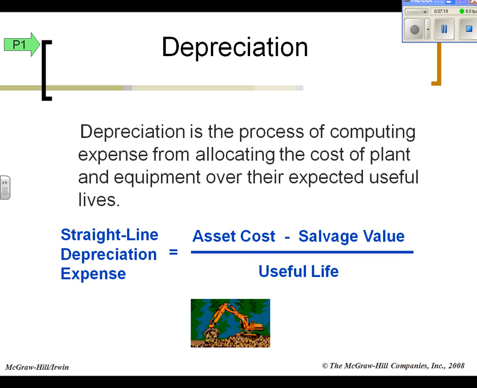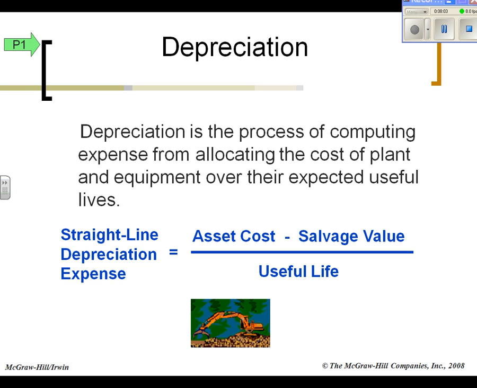Let's look at depreciation. Depreciation is the process of computing expenses from allocating the cost of plant and equipment over their expected useful life. I purchase an asset, but I'm going to have maybe 20 years useful life of it. That machine or whatever asset I purchased is going to help me in generating revenue. So remember, your expenses follow your revenues. So I need to do something logical and analytical and say, okay, let me take the useful life of this asset and take a piece of it as expense because it helped me generate the revenue during that period.